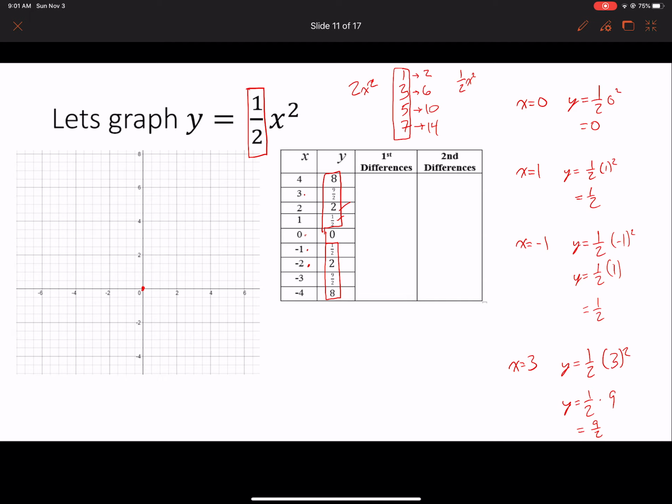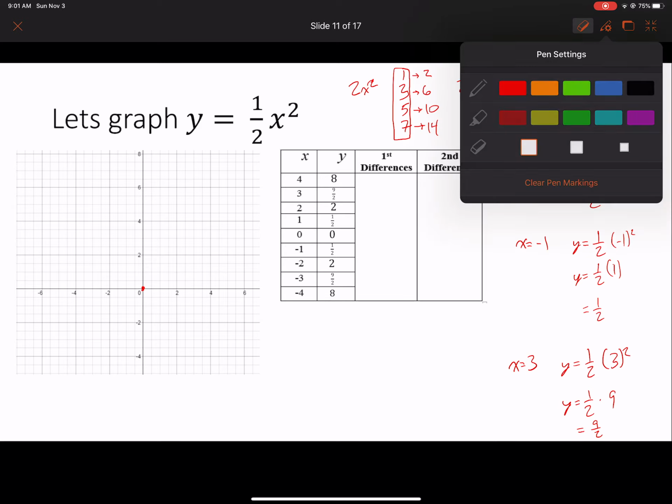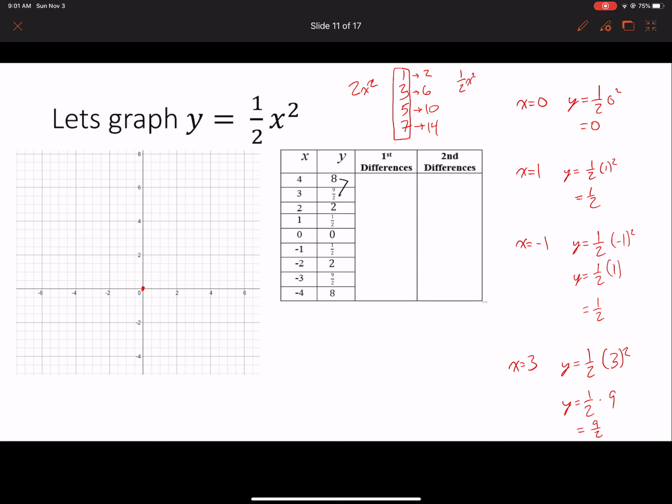But the only way to really know is if we subtract our y values. If we do 8 minus 9 over 2, which is 16 over 2, where'd this come from? That's 8, right? 8 is equal to 16 over 2. Minus 9 over 2 equals 7 over 2. 9 over 2 minus 4 over 2. Where's 4 over 2 coming from? Well, that's equal to 2. I just made them the same denominator so we could subtract.